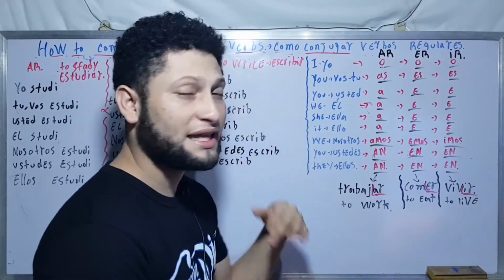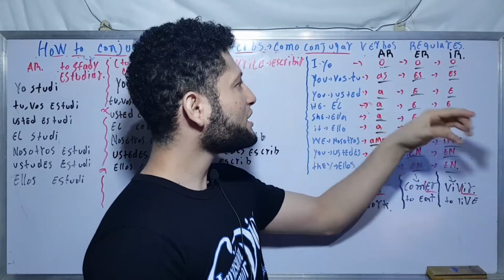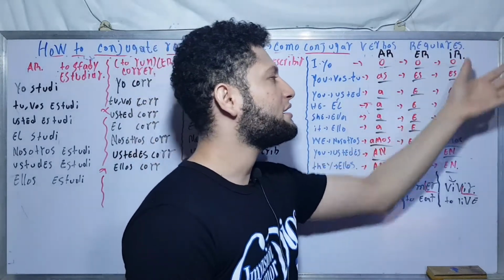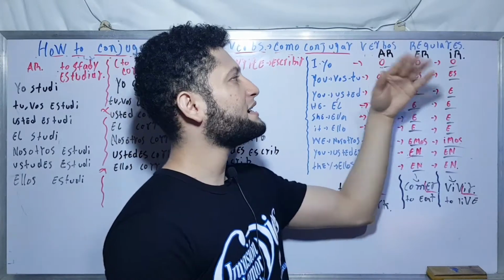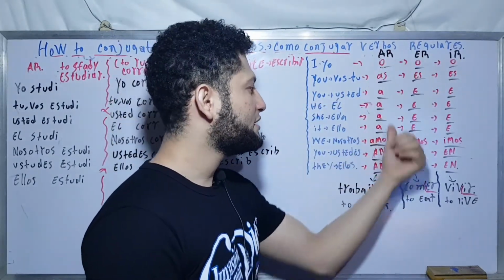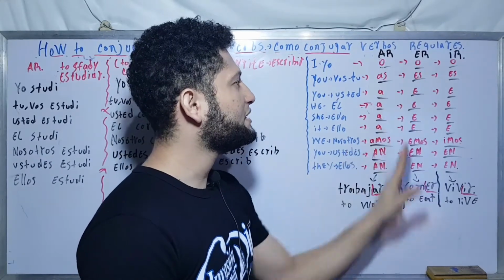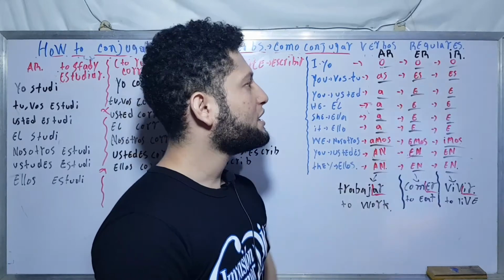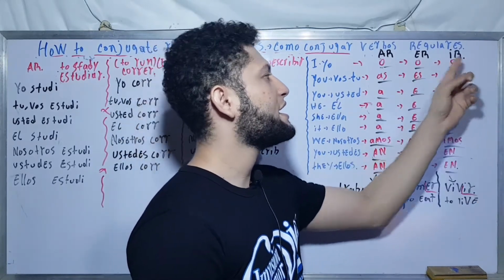Okay, remember the ending sounds are AR, ER, and the last one IR. So in Spanish, ar, er, ir. As you see here, guys, the first line is for the ending AR, the second one for ER, and the last one IR.